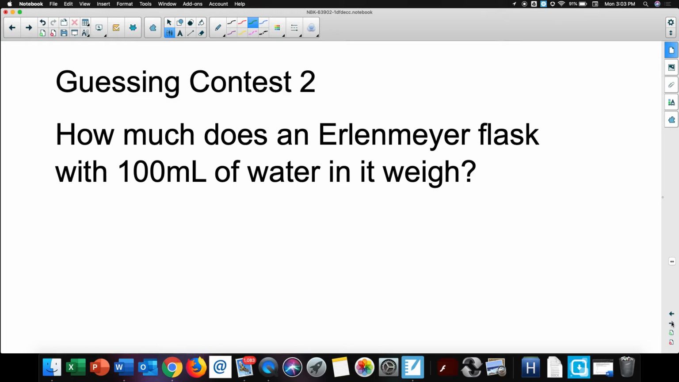How much would it weigh, my focused chemistry students, if we had 100 milliliters of water? Write down a number on your piece of paper. How much is it going to weigh if I put 100 milliliters of water into that empty Erlenmeyer flask? How much is it going to weigh if I put 100 milliliters of water in there?